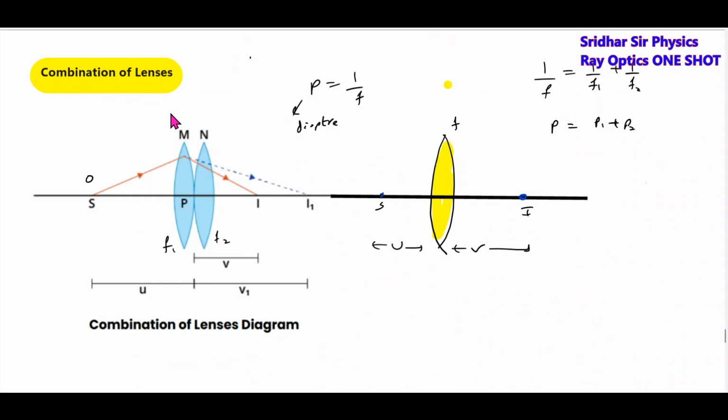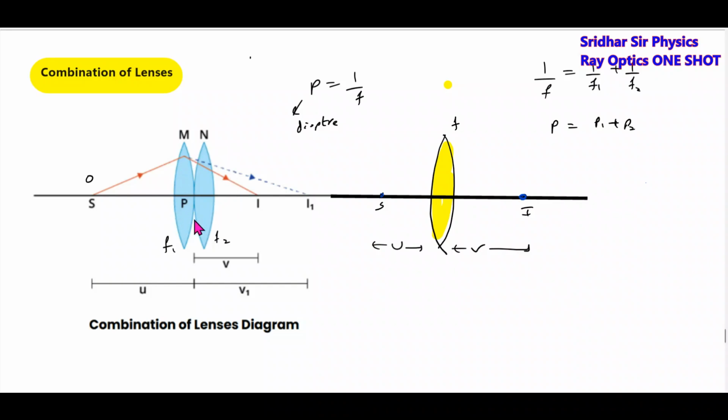Combination of lenses. If two lenses are combined, there's an object O. Here the focal length of this lens is f1, this is f2. If only lens M were there, then the image would have formed at I1. Because of lens M, first the ray will undergo refraction. It wants to converge at I1. Again, it will undergo refraction due to lens N, and finally it will meet the optic axis at a point. This is the final image.